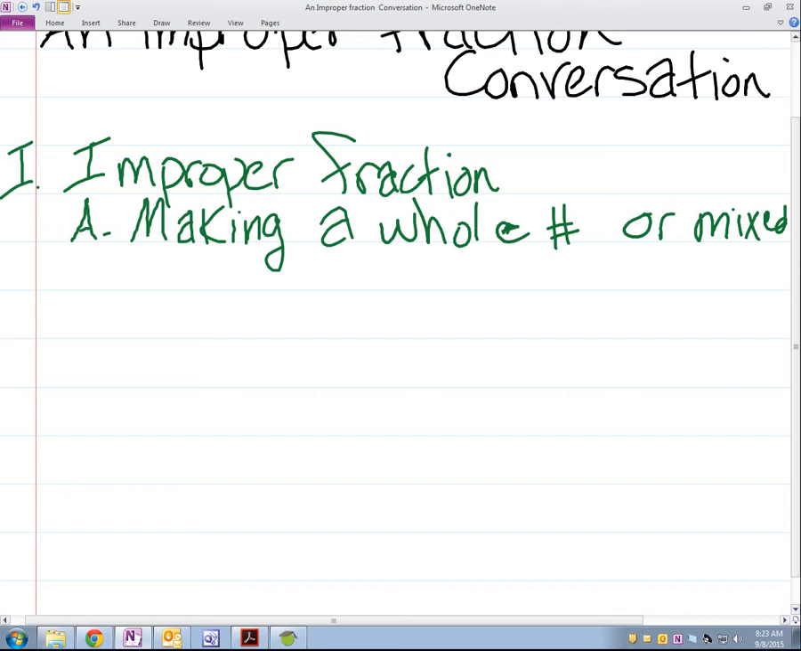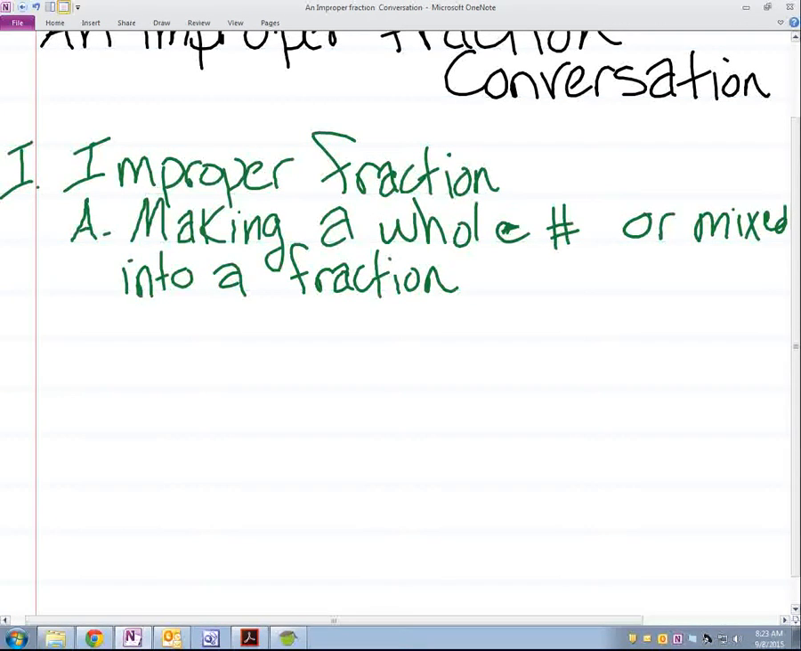Do you guys know what a mixed number is? It's like saying 1 and 7. Okay, good, so I don't have to write that. So making a whole number or a mixed number into a fraction. And if you don't know what a mixed number is, that's when it's a whole number and then there's a fraction after it. Like I ate 2.5 pieces of cake. And I had to go running for like 5 miles.